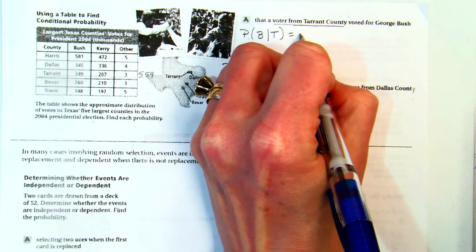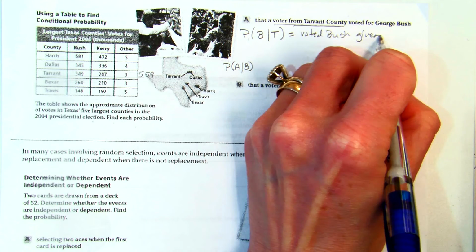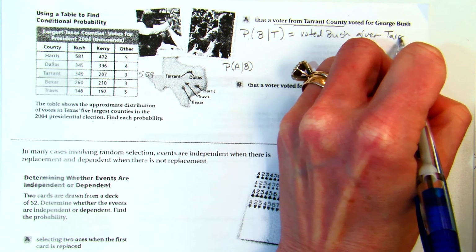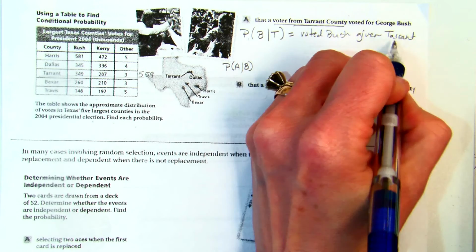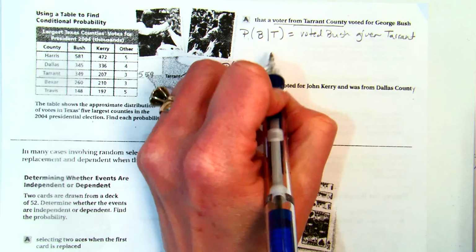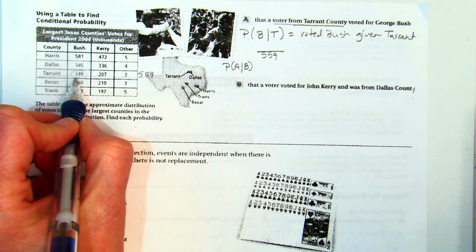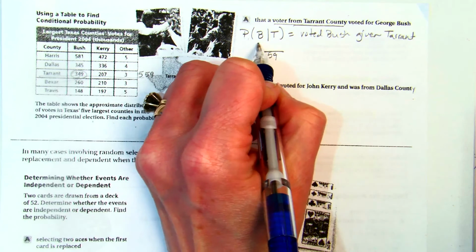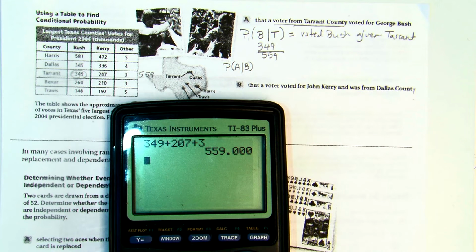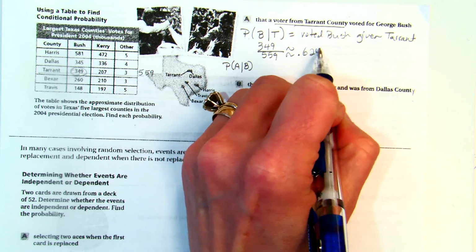This says voted for Bush given that they were from Tarrant County. Now the problem doesn't say given, but that's how you're going to have to read it. Voted Bush given that they're from Tarrant County. So Bush given Tarrant. So Tarrant, there's 559, so that's my denominator. And I'm looking for the Bush voters in Tarrant County, or the votes that came from Tarrant County. So 349 out of 559. That's the probability. So 349 divided by 559, and that answer is 0.624. So approximately 0.624 of the votes.